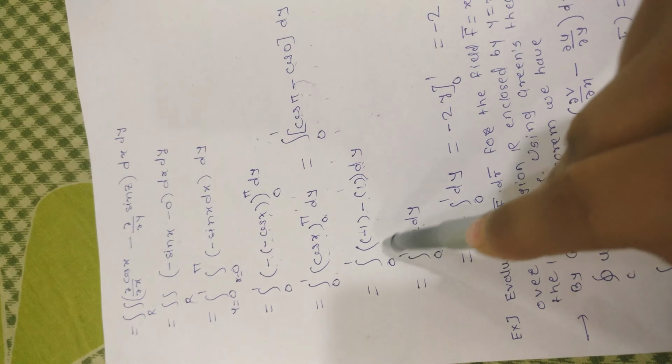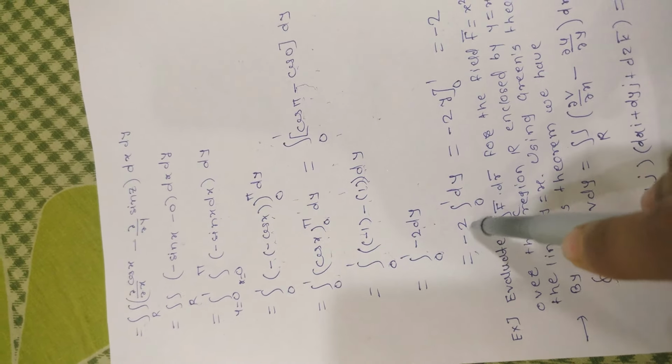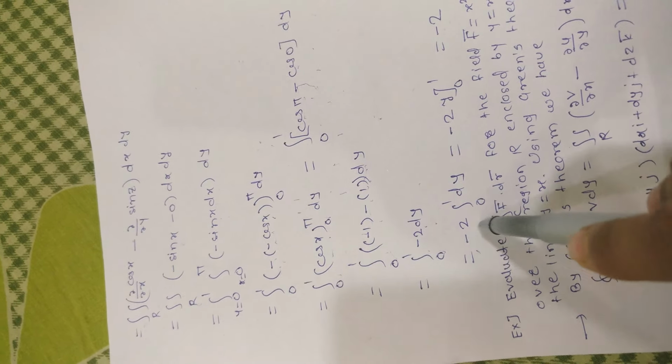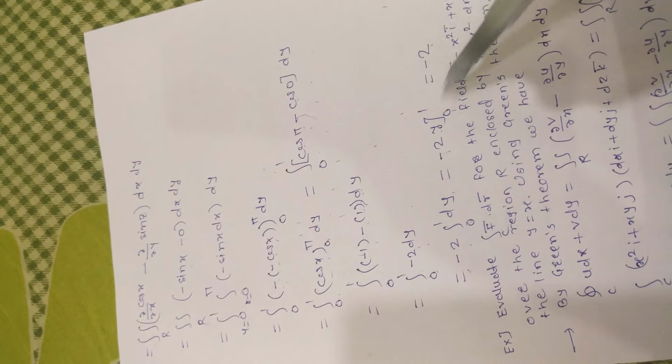So the integration from 0 to 1 of minus 2 dy is equal to minus 2 times the integral of dy from 0 to 1, which is minus 2 times y from 0 to 1. Putting the upper and lower limits, we get the value minus 2. That is our final answer.